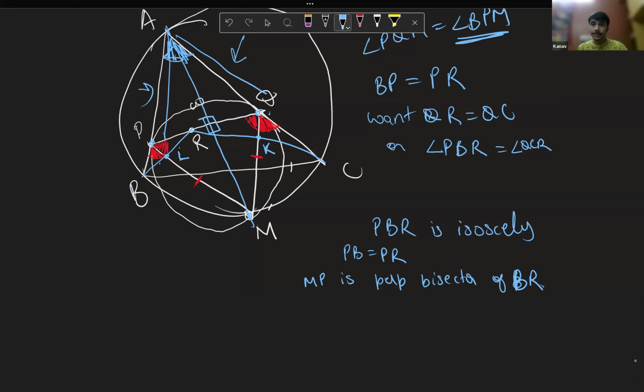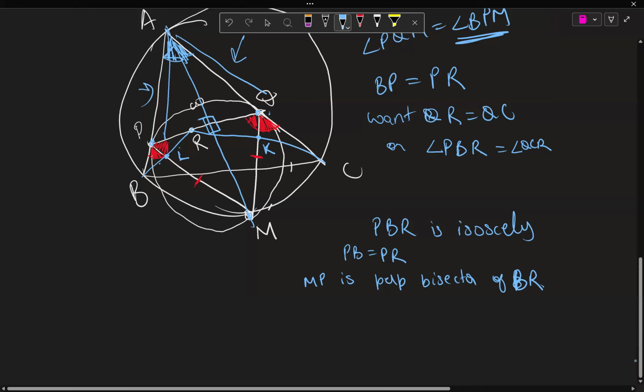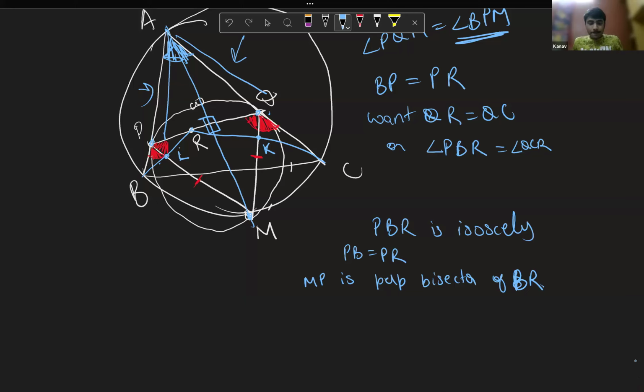Yeah, go ahead. Someone was saying something? No, I assumed something wrong. No problem, no problem. Actually, I thought that QRC plus PRB is equal to 180 minus 2x, and we also know that PMQ is 2x. No problem, no problem. It's okay, we have a lot of ideas.